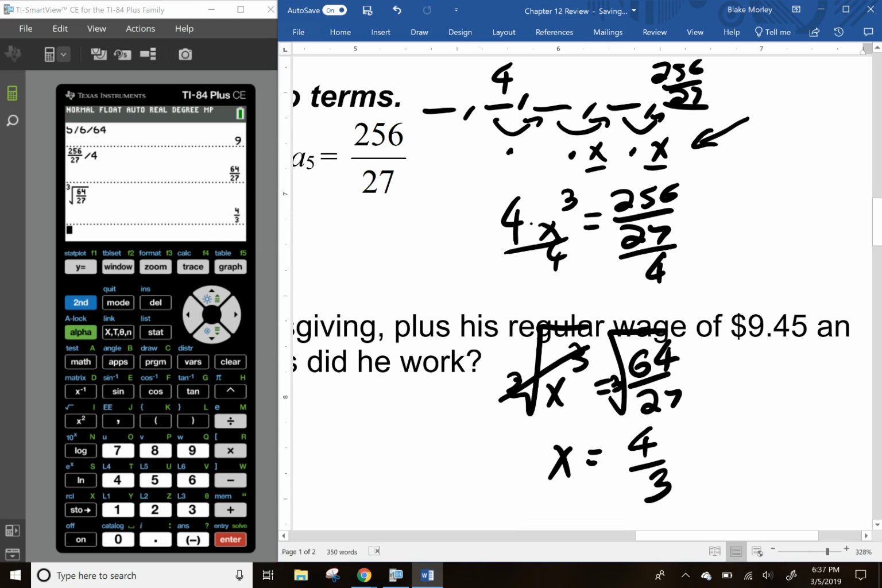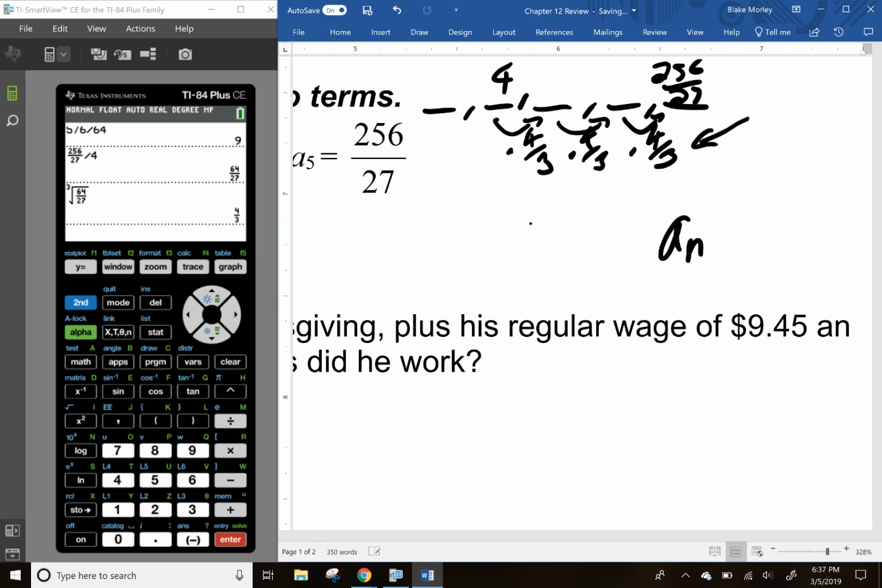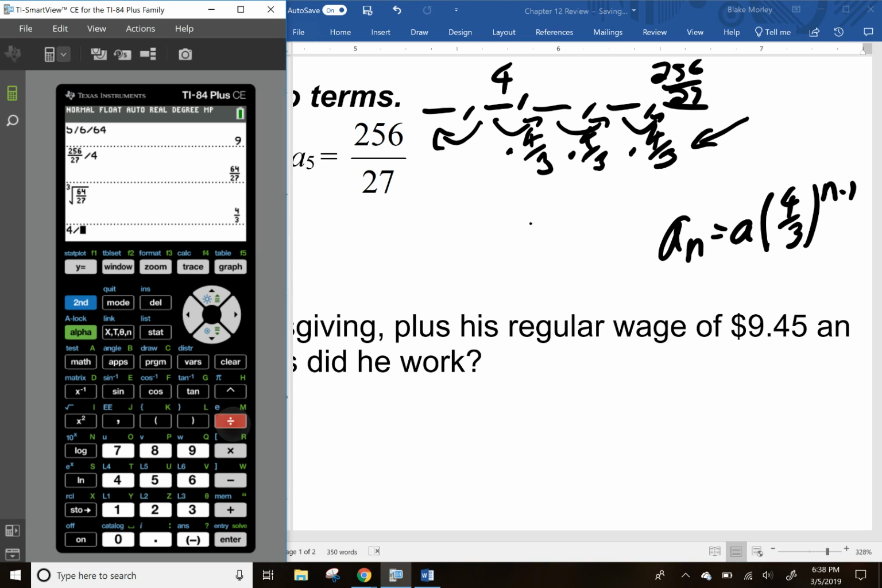So the r value, what we're multiplying by, I could have used r instead of x. That would make a lot of sense. 4/3 is what you're multiplying by: 4/3, 4/3, 4/3. The r value is 4/3. So when we're trying to write the rule, a_n equals a times r to the n minus 1, we now know that r is 4/3. Now all I need to do is find a. Again, I would divide by 4/3. So take 4 and divide it by 4/3.